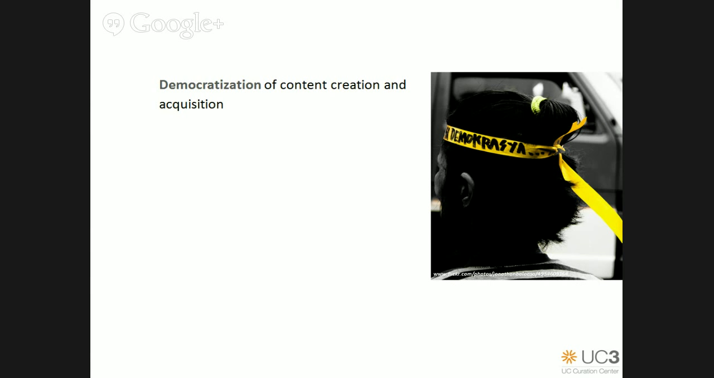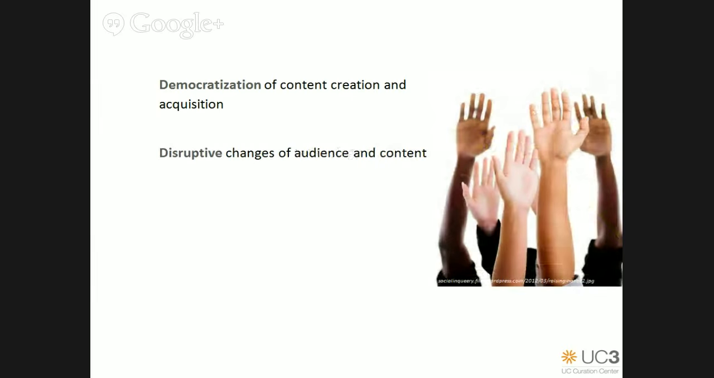First off, the remarkable ease and ubiquity, or what I'm calling the democratization of content creation or acquisition, is an absolutely fundamentally disruptive transformation. While we think that we have a pretty good handle on dealing with changes of technology and being able to ameliorate that, there's something else that we have to deal with that also follows from this democratization, and that is, again, an absolutely fundamental disruptive change of audience and content. What do I mean by that?